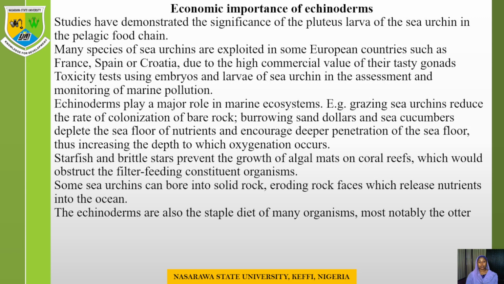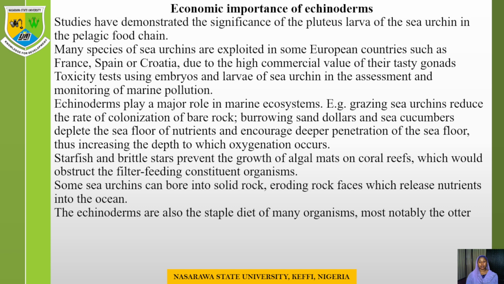Economic importance of the echinoderms. Studies have demonstrated the significance of the pluteus larva of the sea urchin in the pelagic food chain. Many species of sea urchins are exploited in some European countries such as France, Spain, or Croatia due to the high commercial value of their testes gonads. Toxicity tests using embryos and larvae of sea urchins are used in the assessment and monitoring of marine pollution.